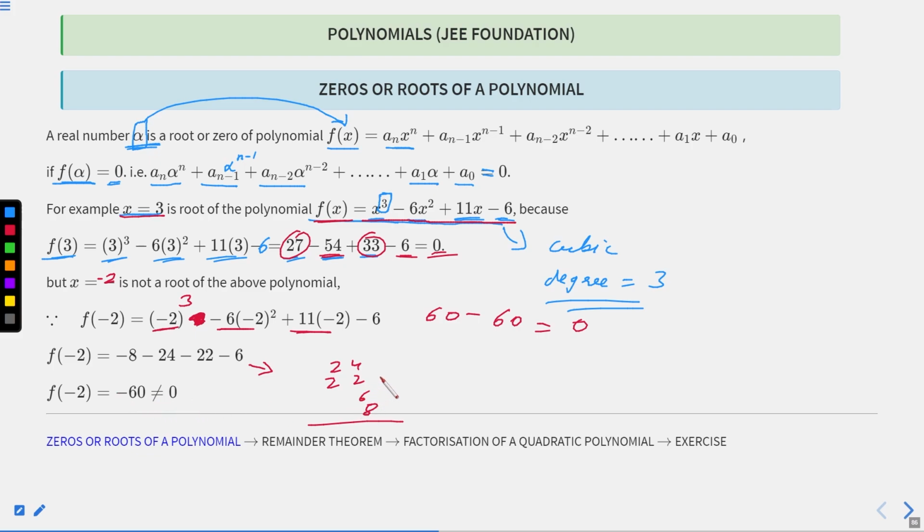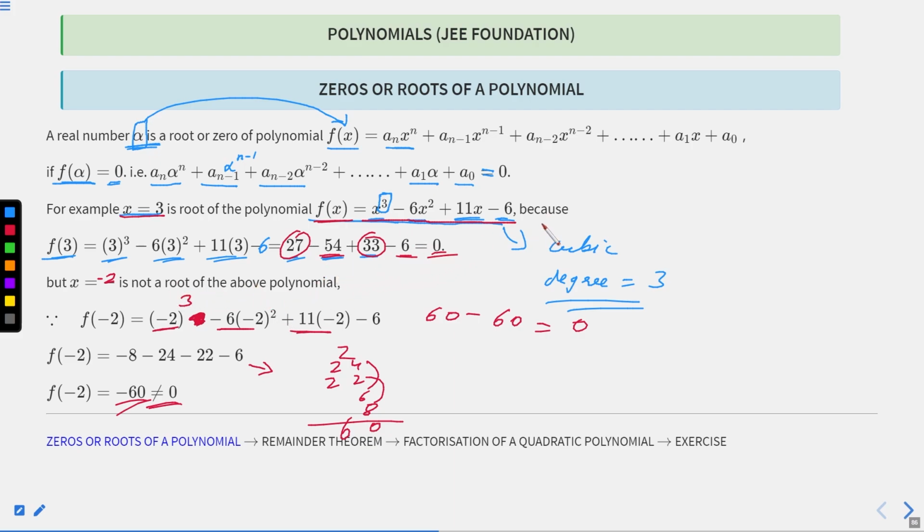So let's see. This will be 60, so yes, minus 60. If you see, f(minus 2) is equal to minus 60. I hope this is clear. What this means is that minus 60 is not equal to 0. This means minus 2 is not a root of the given polynomial.